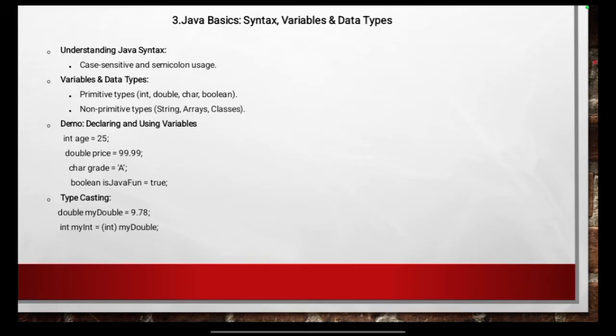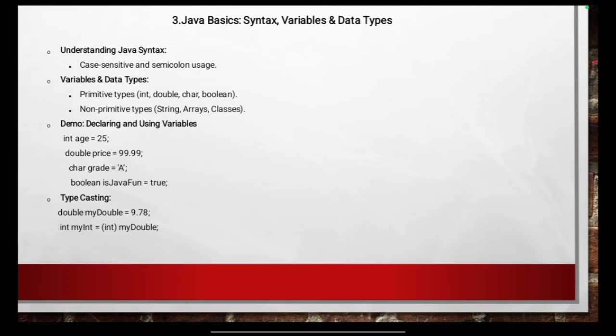Variables and data types. Variables are containers for storing data. In Java, every variable must be declared with a specific data type that determines the kind of data it can hold. Java has two broad categories of data types. Primitive data types: these are the basic building blocks of data manipulation. int for whole numbers, example: int age = 25. double for decimal numbers, example: double price = 99.99. char for single characters, example: char grade = 'A'. boolean for true or false values, example: boolean isJavaFun = true.